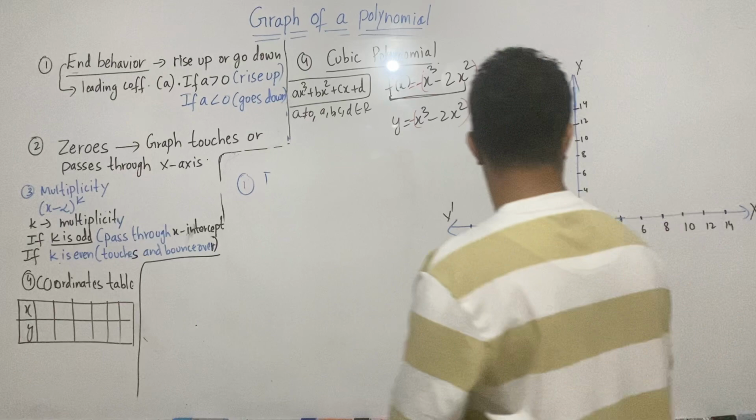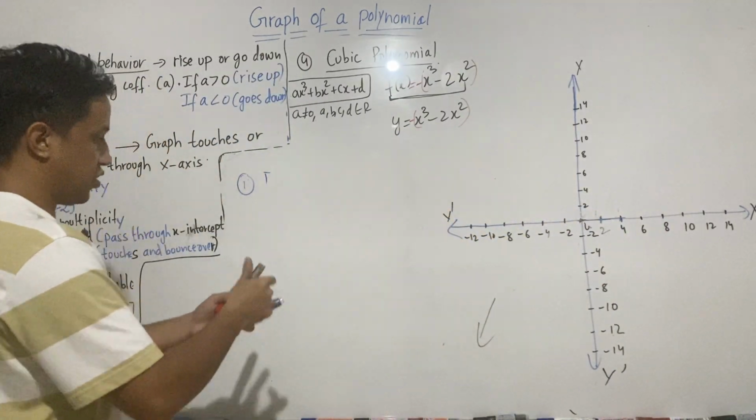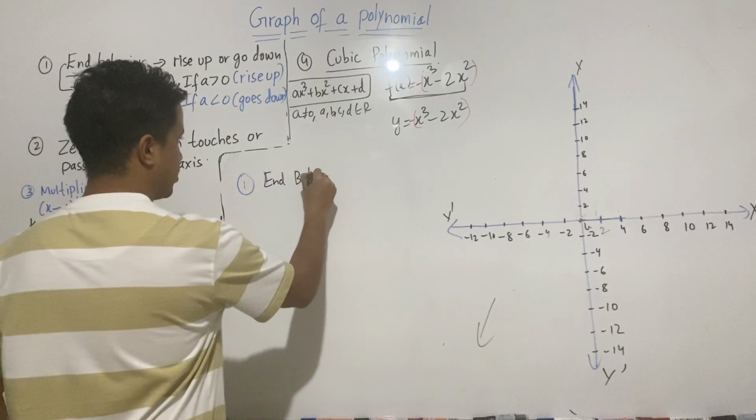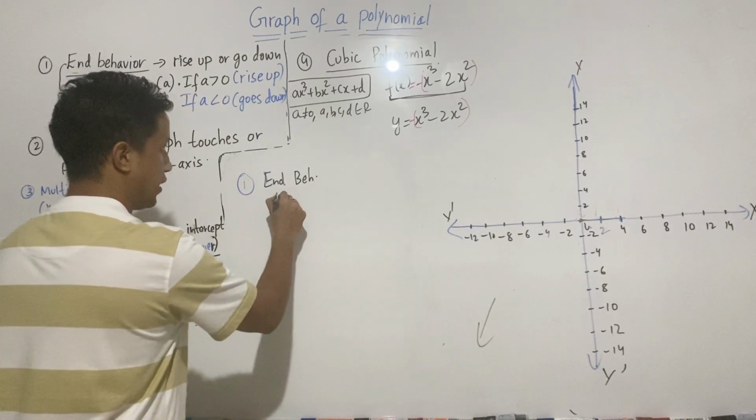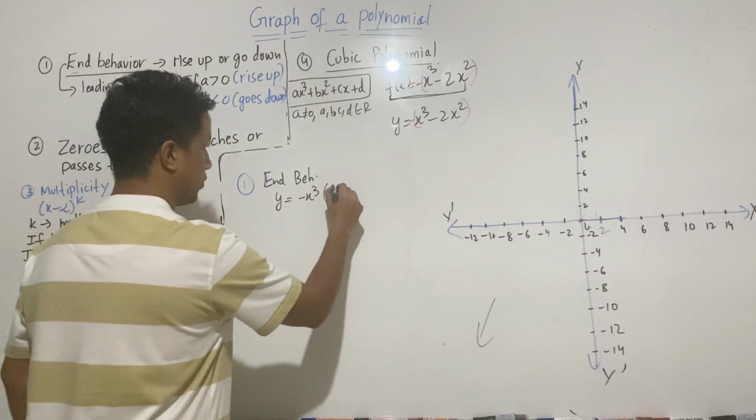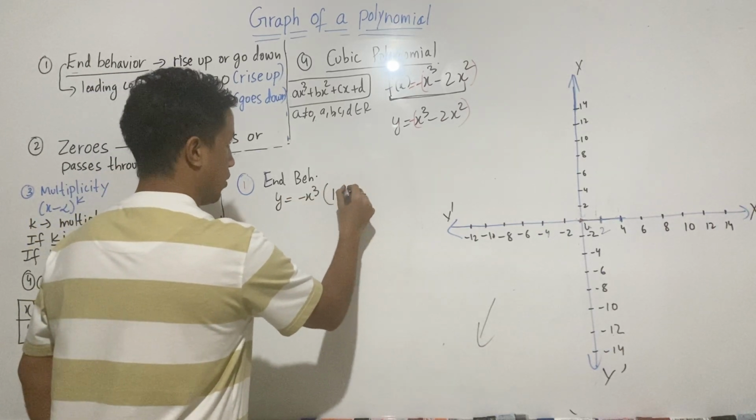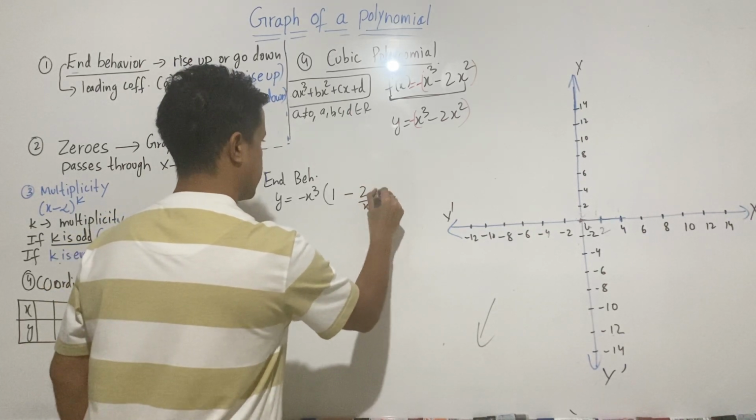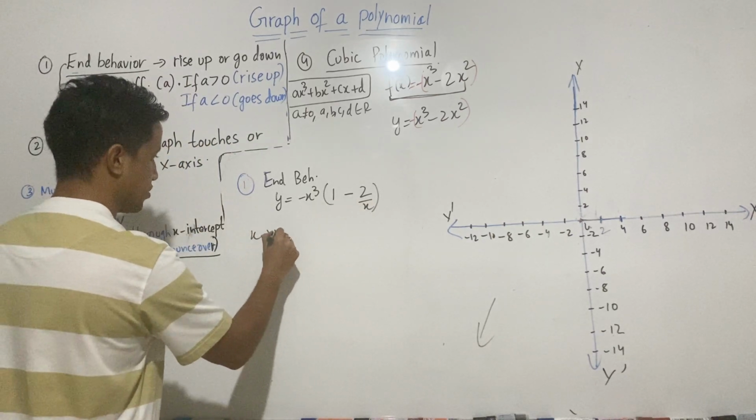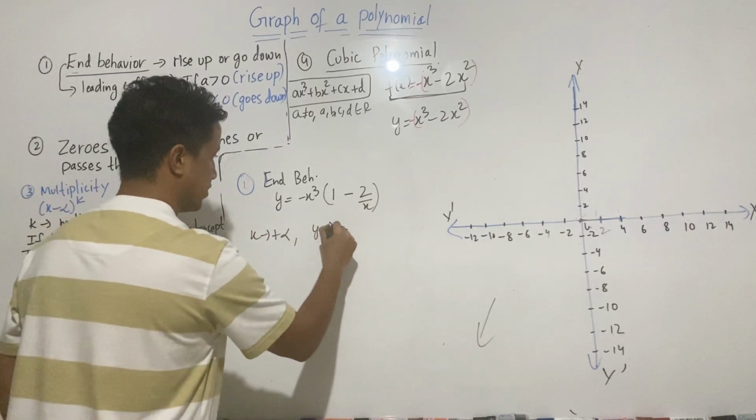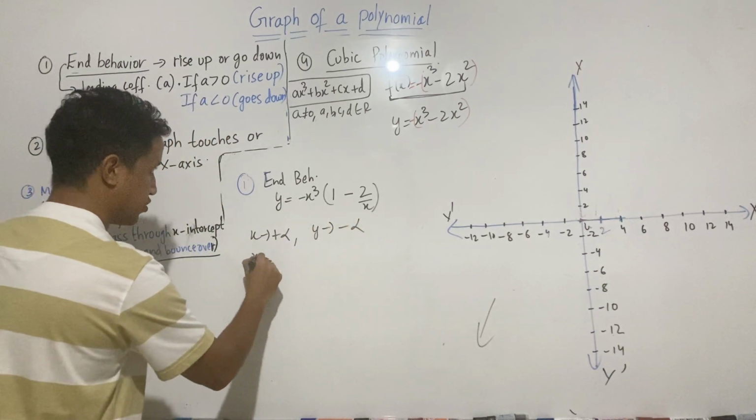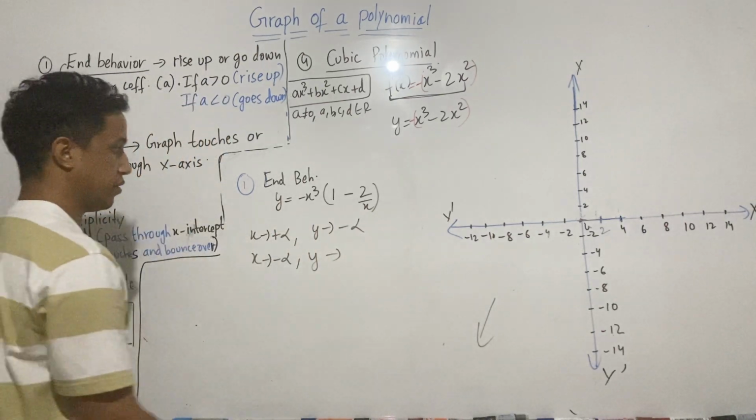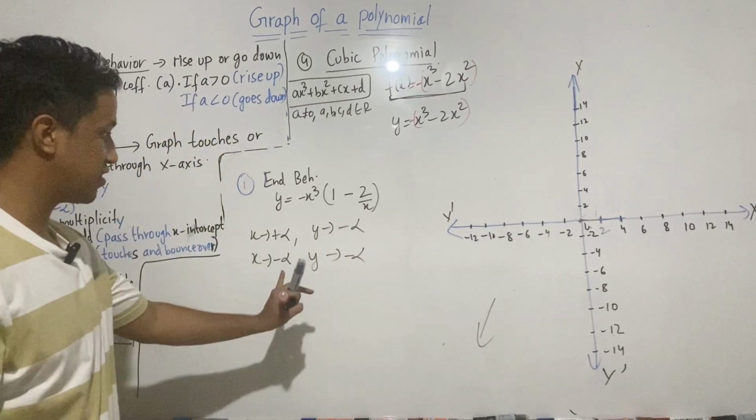So here for end behavior, what did we do? y equal to minus x cube common, here 1 minus 2 by x. Okay, now if x approaches plus infinity, y approaches minus infinity. If x approaches minus infinity, y will again approach minus infinity. Am I right? Making sense?